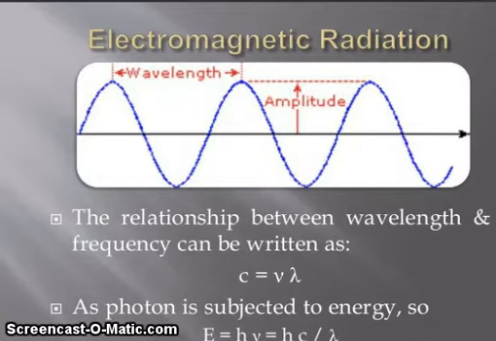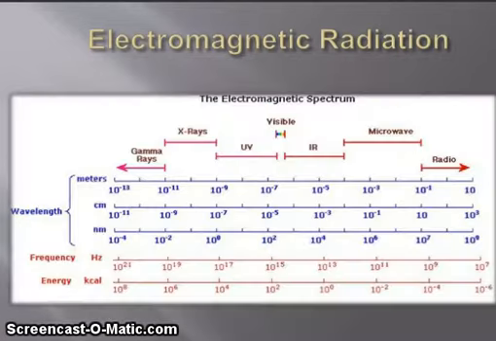The relationship between wavelength and frequency can be written as c is equal to nu lambda. As a photon is subjected to energy, E is equal to h nu, which is equal to h c by lambda.